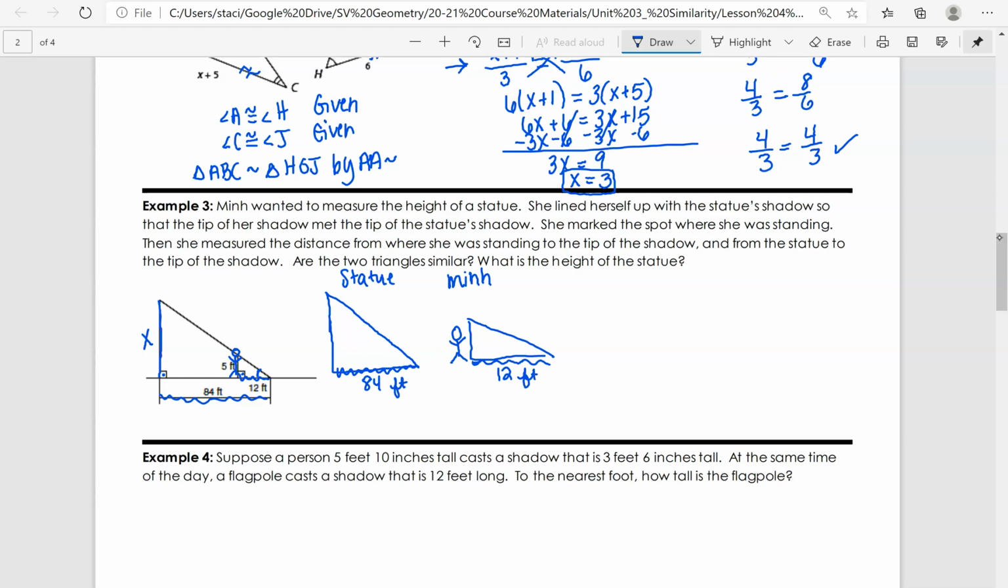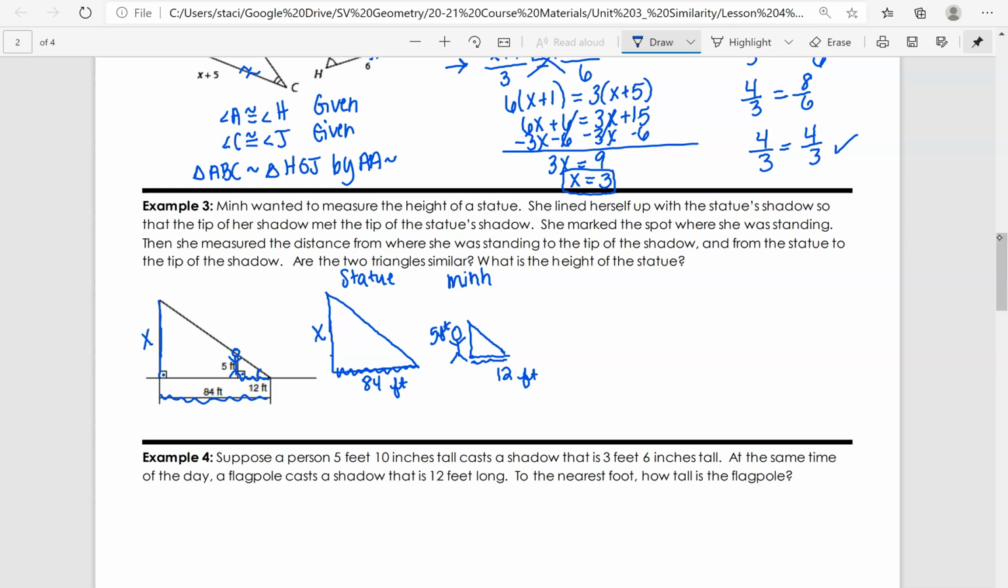Let me actually change this because this triangle is not really drawn to scale, and I don't want it to confuse you. Okay, so let's make this a little smaller. All right, there we go. That's a little bit better. So her shadow is 12 feet long. The statue shadow is 84 feet long. And then she is exactly 5 feet high. So then the question is, what's the height of that statue?